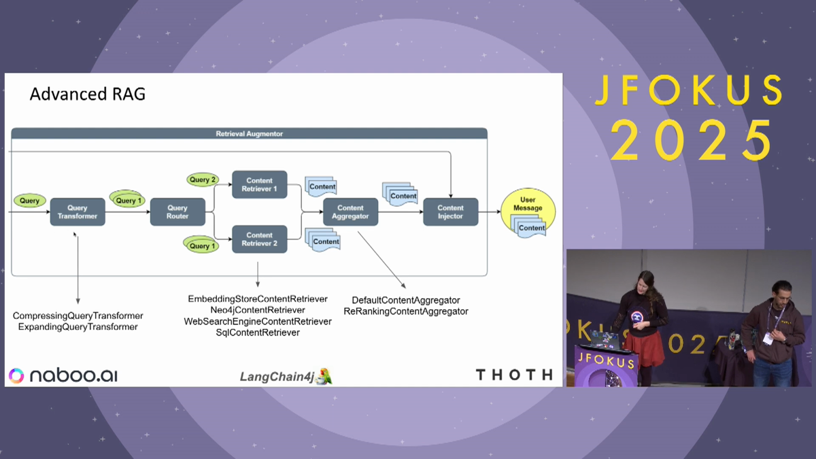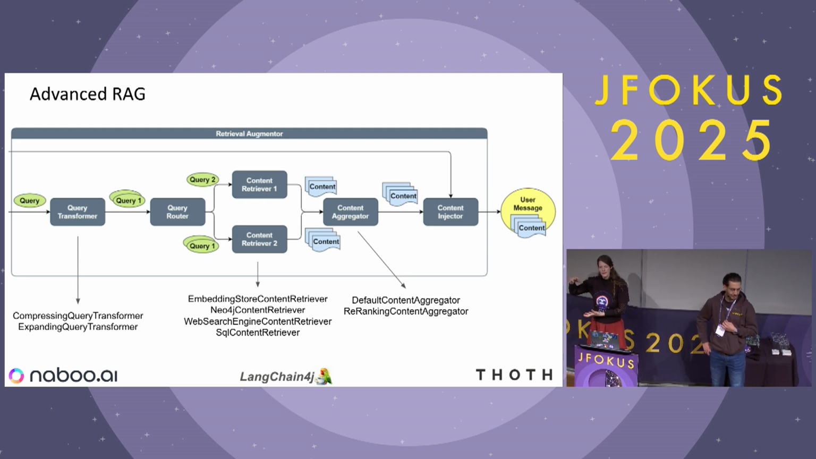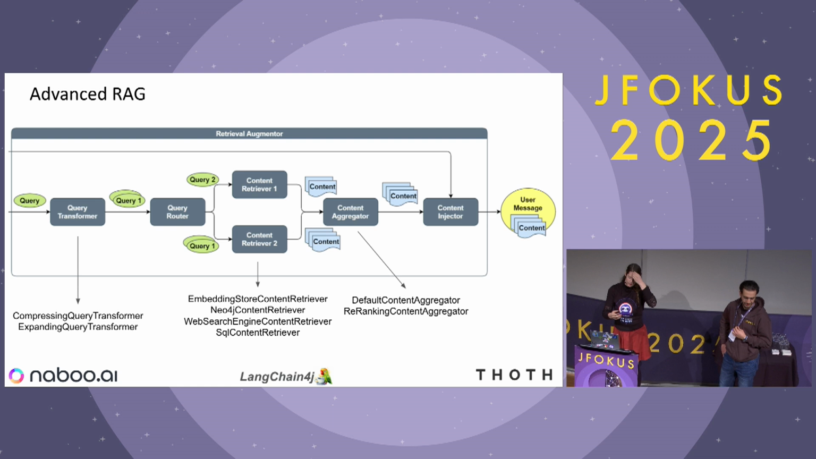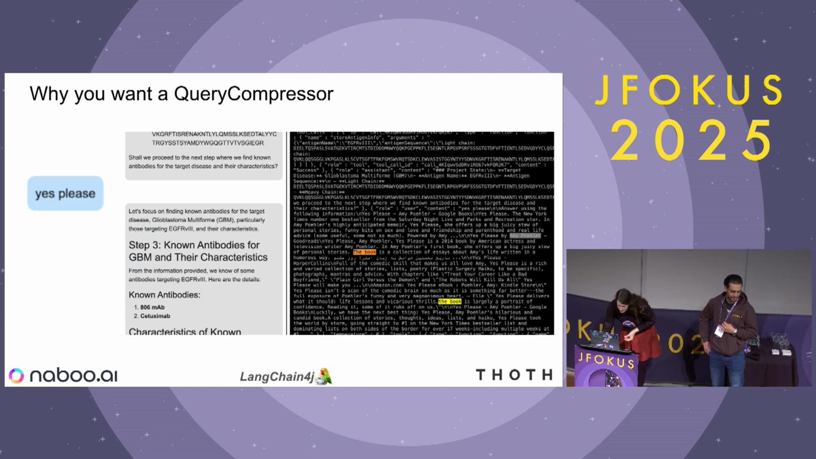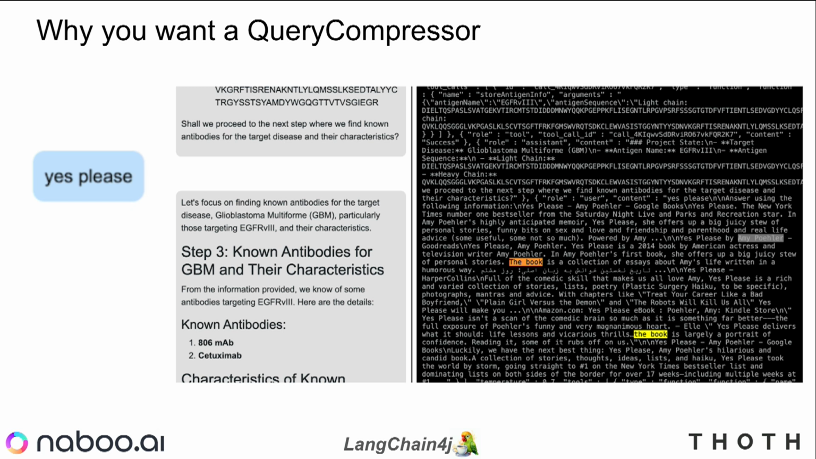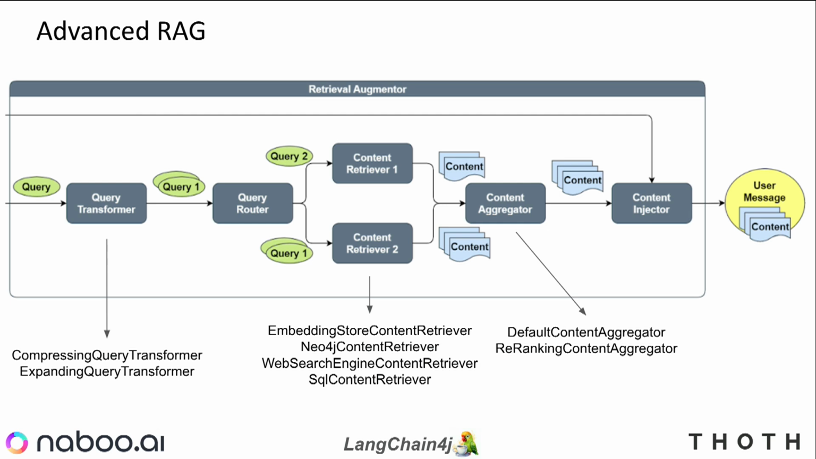One step forward is this query transformer, the compressing query transformer I quickly thought about. That's to avoid that it's going to search for yes, please. The compressing query transformer is going to take the whole context of your conversation, so the whole memory, into account, and make a sensible query out of it, instead of just literally saying the last thing you said. So in my case before, it would probably have said something like, find the characteristics for these antibodies, instead of yes, please. We also have a default implementation, the expanding query transformer, which will make multiple queries in order to make sure you definitely find all the pieces you would need.